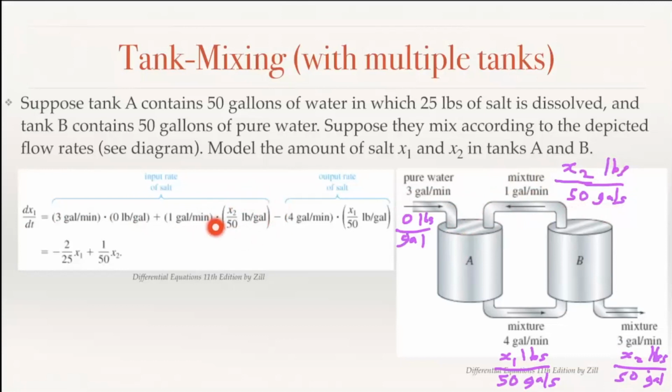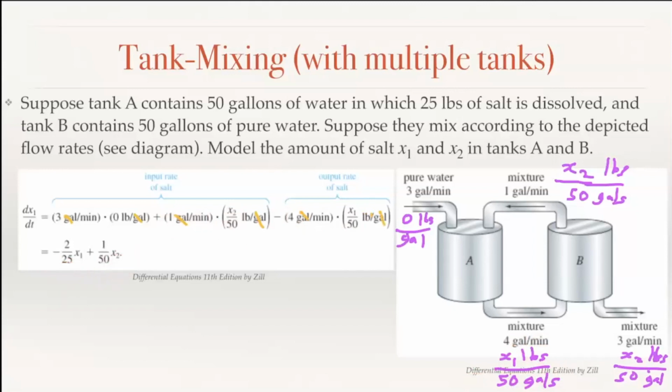In that input part. And as always, we can do a dimensional analysis, gallon over gallon cancels out, and we wind up with just pounds per minute, which is this dx1 dt, that's pounds per minute. And then our output rate of salt, that's 4 gallons a minute out at a concentration of x1 over 50 pounds per gallon. Again, the gallon over gallon cancels out, and we just have pounds per minute. Okay, and simplifying this, that's negative 4 over 50 is 2 over 25 x1 right there, plus 1 over 50 x2.